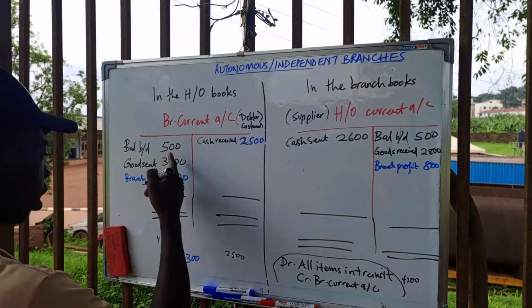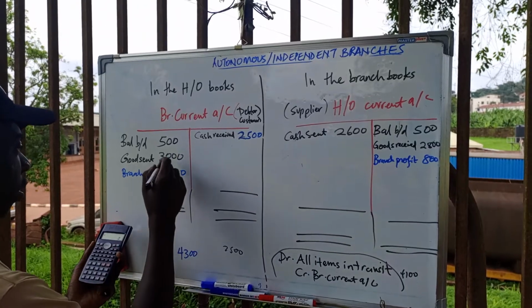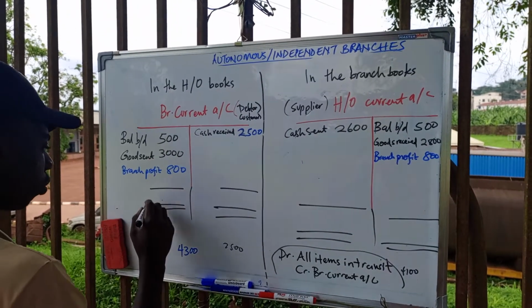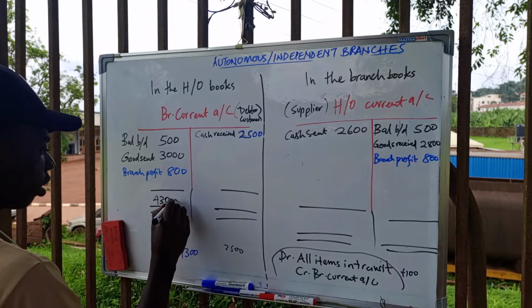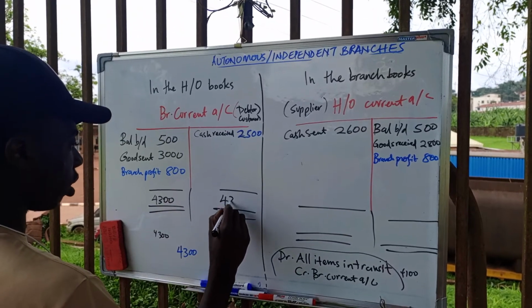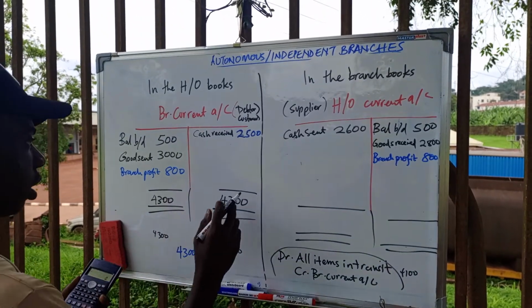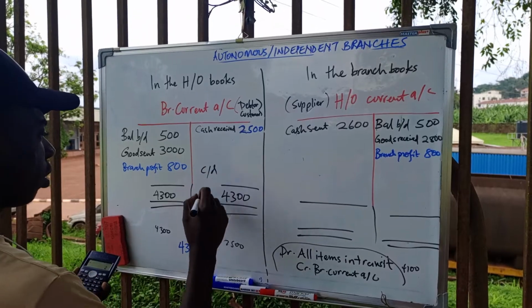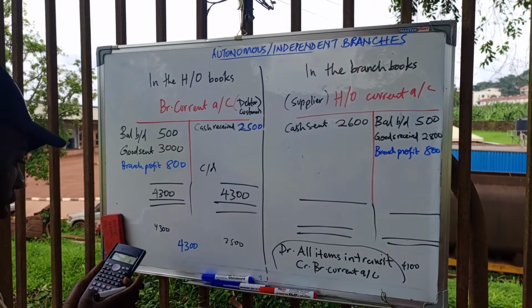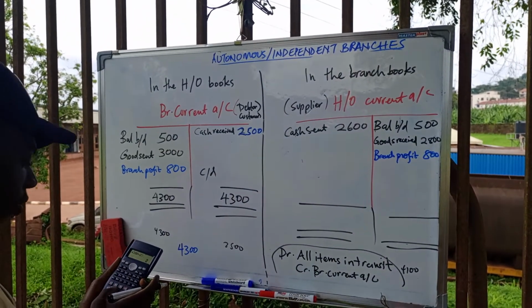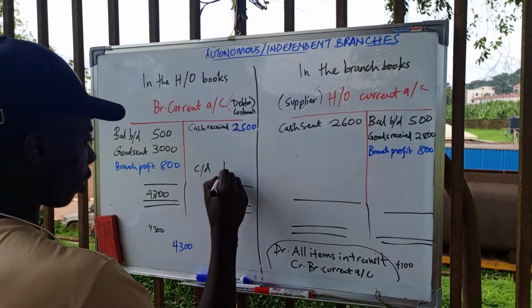So I'm going to start with this account. When you add this side, 500 plus this 800 plus this, you'll be getting 4,300, and this is 4,300 still. When I subtract to get the closing balance here, they carry it down. I'm going to be getting 4,300 minus 2,500, I get 1,800.